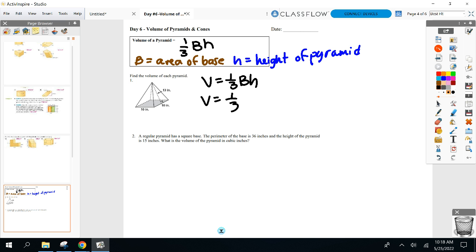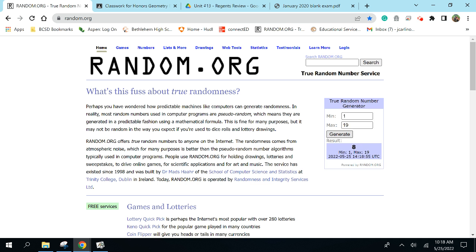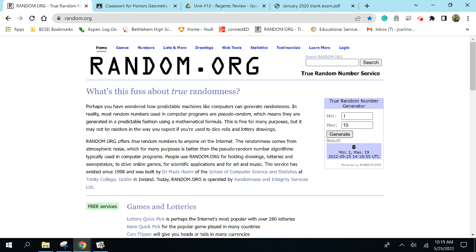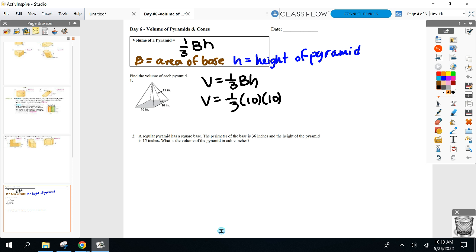All right, what shape is the base here? Square. How do you find the area of it? 10 times 10. All right, real quick. Can I use that 13 as the height? Nope, that's slant height, right? So remember from our pyramid days and surface area, I make a right triangle out of it and do the Pythagorean Theorem.